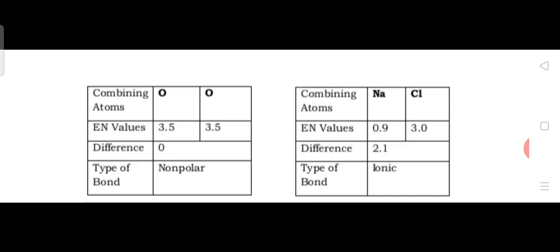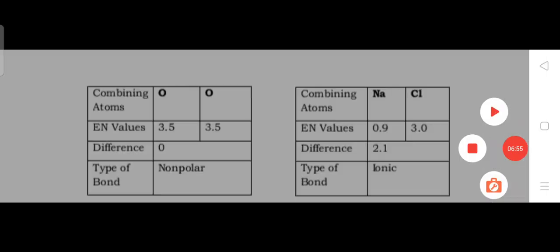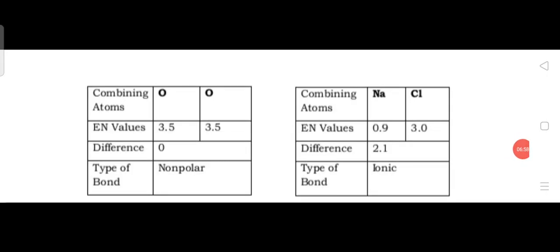So, gusto niyo i-check natin sa periodic table just to kung tama yung nakalagay na values dito. Okay, so we have sodium 0.9 nandito sa table natin of electronegativity, and then sa chlorine is 3.0. So tama yung mga values. Okay, so sodium is 0.9, chlorine is 3.0. So 3.0 minus 0.9, the difference is 2.1. So the type of bond is ionic, kasi yung ionic natin ranges from 2.0 and above. Okay, so ganun kadali gamitin yung electronegativity values.